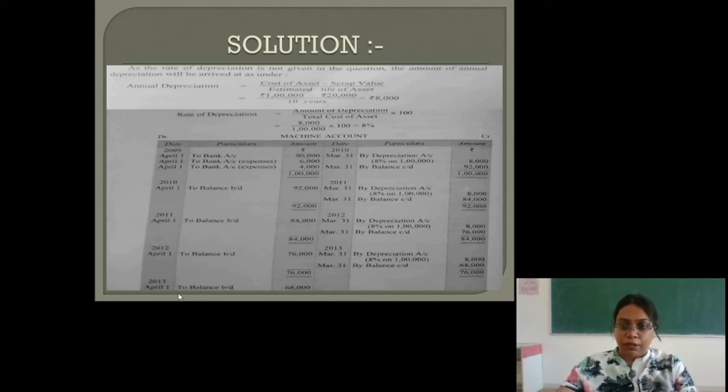Now we'll complete the question by writing the opening balance or balance brought down of that particular year, that is 2013 April 1st, to balance brought down. The balance is 68,000. The machinery that initially cost rupees 1 lakh, after charging depreciation for 4 years, will now be costing 68,000.